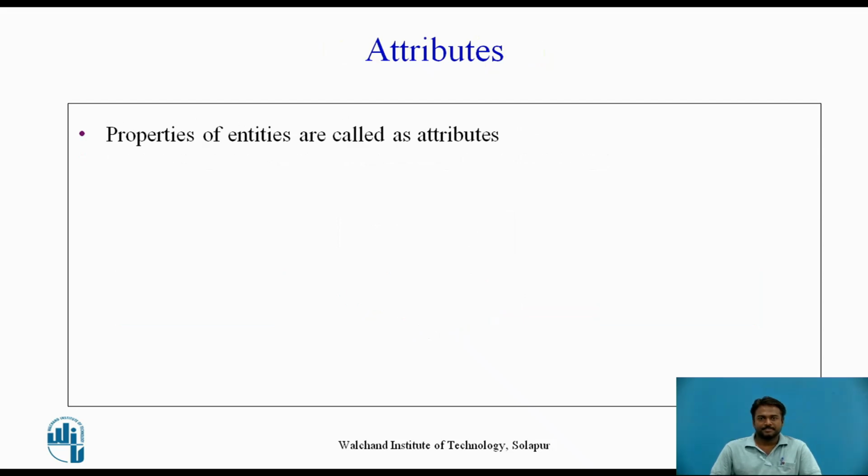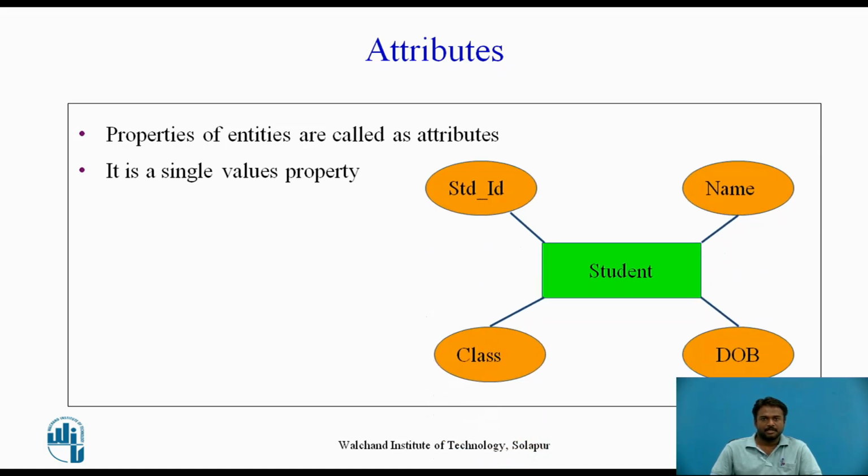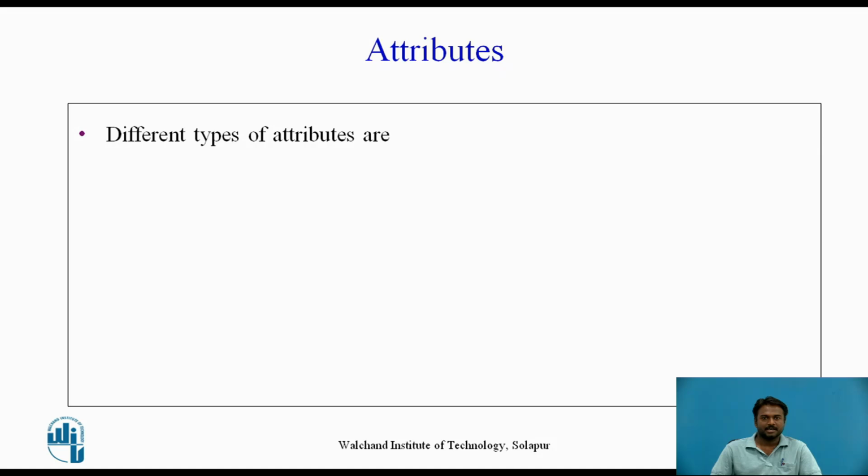Entities are represented by means of their properties called attributes. All attributes have values. For example, a student entity may have student ID, name, class, and date of birth as attributes. There are different types of attributes: simple attribute, composite attribute, derived attribute, and multi-value attribute. Let us see one by one.